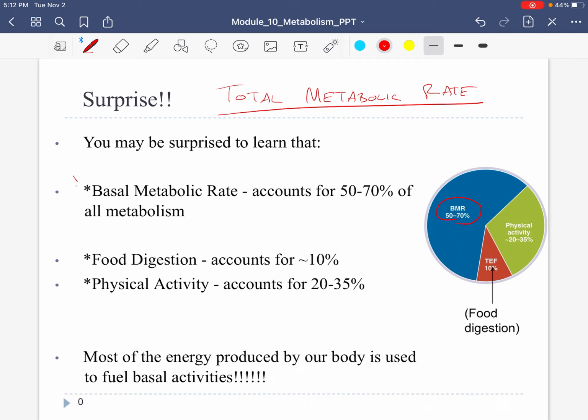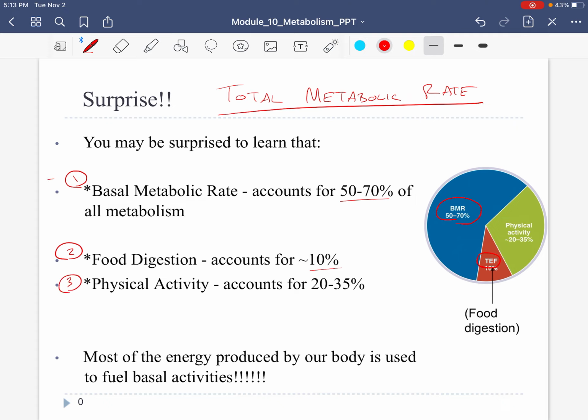We talked about one component being the basal metabolic rate. This is the energy needed just to keep your organs going. It's a lot, folks. 50 to 70% of all of your metabolism is geared just towards keeping your organs going. Well, what else do we need energy for? What else do we use chemical reactions for? Digesting food. This one calls it thermic effect of food. Just digesting food takes up about 10% of all of our metabolic activities, metabolic chemical reactions.